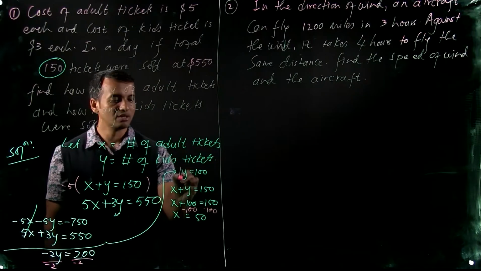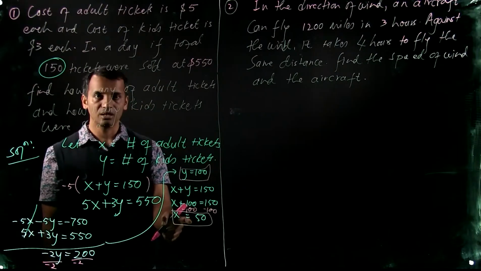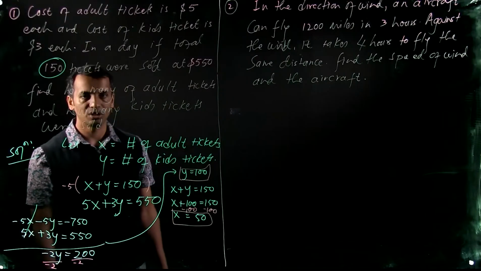So you get x equals 150. The number of adult tickets: 50 adult tickets were sold and 100 kids tickets were sold.